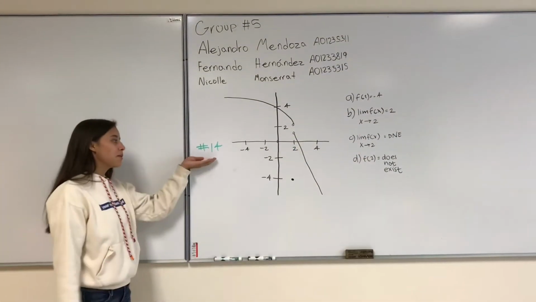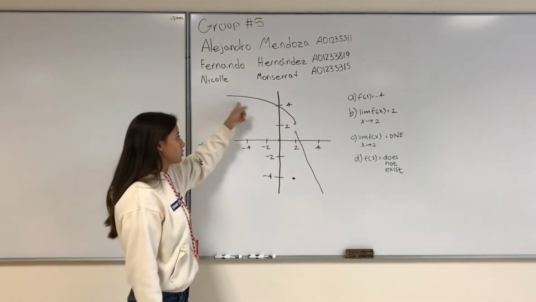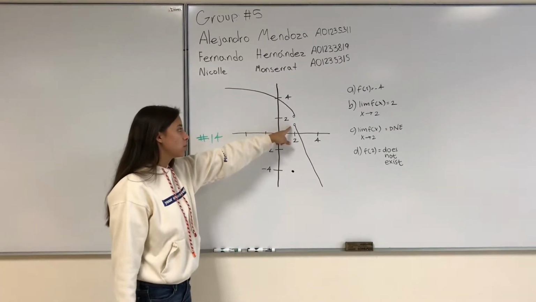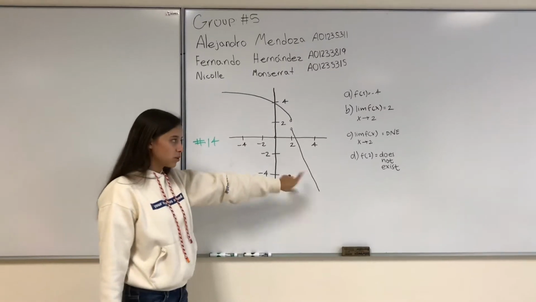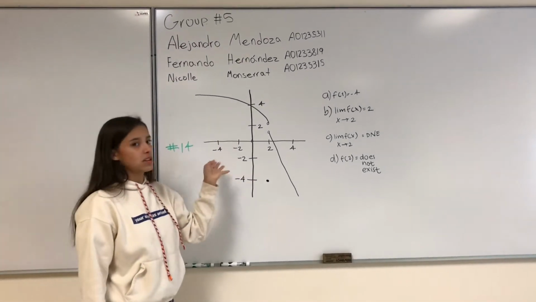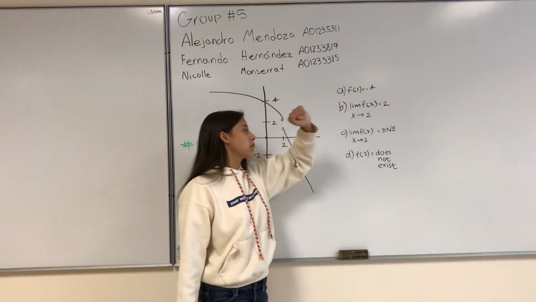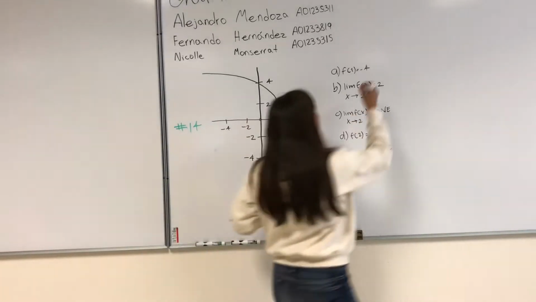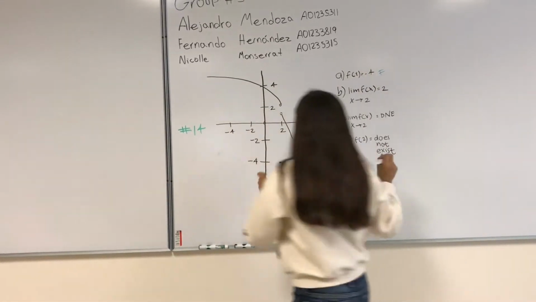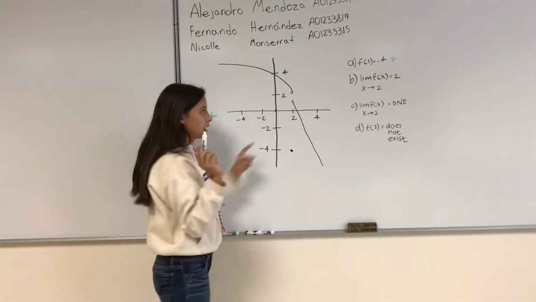For our last problem, we have problem number 14, and it shows us a graph with 2 lines, 2 open dots, and a little closed dot. We have to find the option that tells us the graph is a discontinuous graph. The first option says f of 1 equals minus 4, but this is false because at f of 1 we don't have a minus 4.